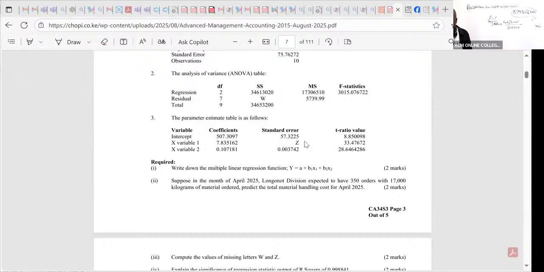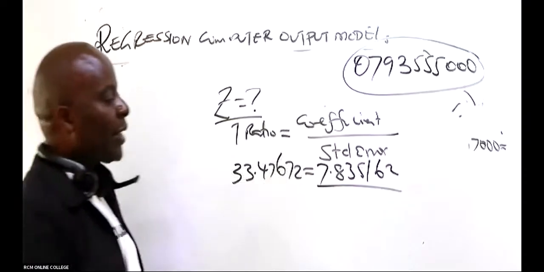So you can see the T ratio corresponding for this variable is 33.47672. So the T ratio is 33.47672, which equals the coefficient that has been given there for X1. The coefficient is 7.835162, divided by the standard error that has not been provided, which they have given to us as Z.